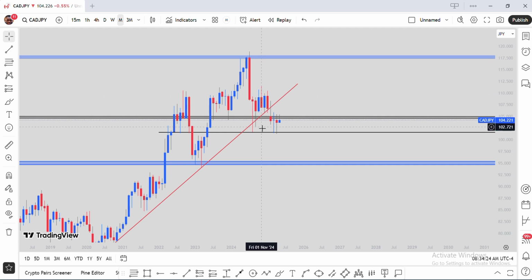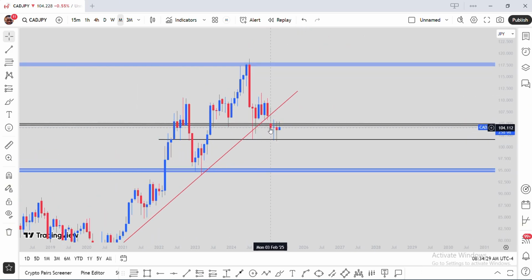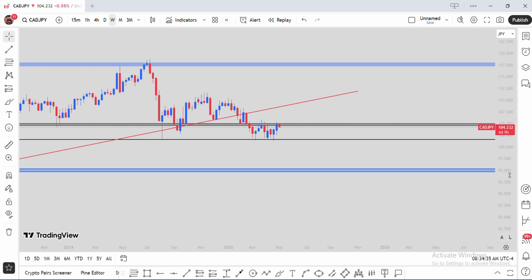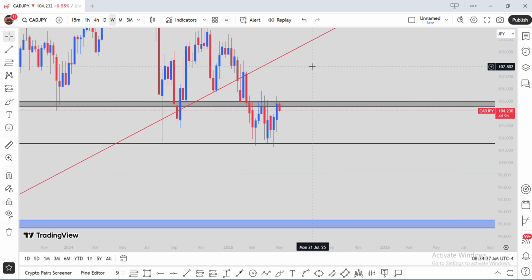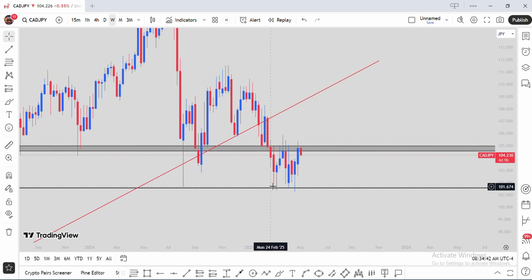So now price has already broken out of this monthly trend line. So price has already cleared the monthly trend line to the downside and also broke below this trend line. So if I go down to the weekly time frame so that we can see clearly, on CAD JPY now, this was the monthly trend line. Price has already broken out of it, and also price has already broken out of this neckline as well.